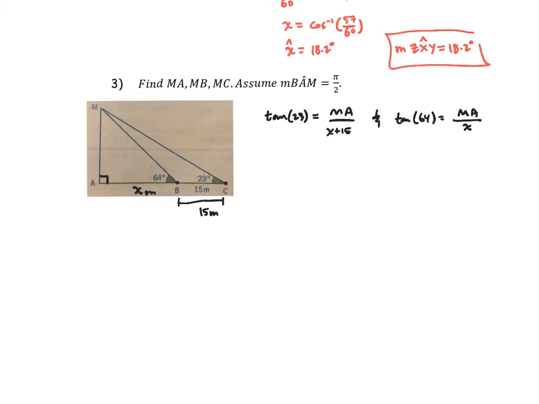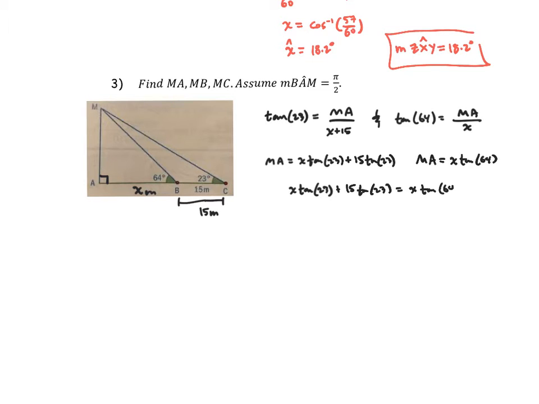I'm going to solve for MA in the first expression, so MA will equal, I'm going to multiply both sides by x plus 15, so that'll be x tan 23 plus 15 tan 23. I distributed tan 23 to both x and 15 there, skipping some steps along the way. MA is also equal to x tan 64. Now what I can do at this point is set these two equivalent. So x tangent 23 plus 15 tangent 23 is equal to x tangent 64.